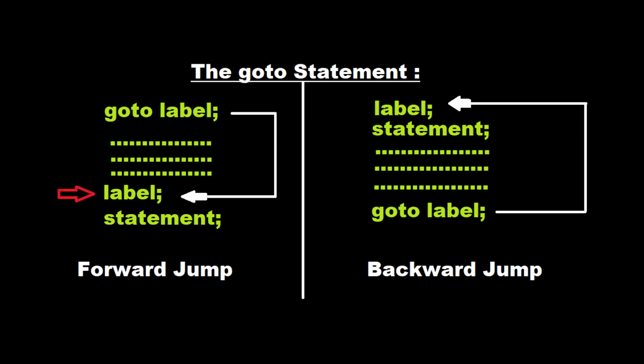If the label is before the statement goto label, a loop will be formed and some statements will be executed repeatedly. Such a jump is known as the backward jump, as you can see in the picture. On the other hand, if the label is placed after the goto label, some statements will be skipped and the jump is known as a forward jump. A goto is often used at the end of a program to direct the control to go to the input statement to read further data. So let us take an example where you will be understanding more about the goto statement.